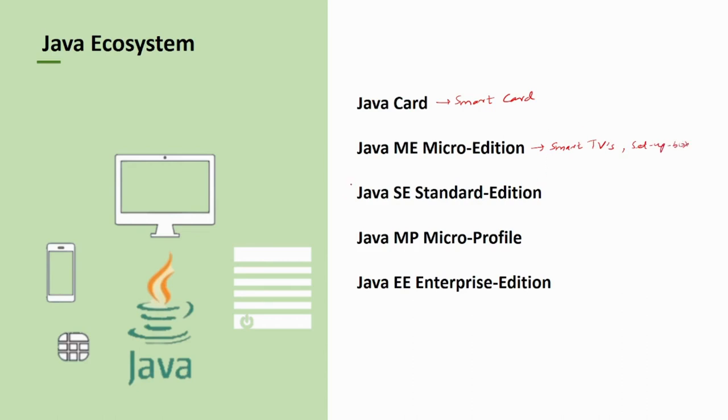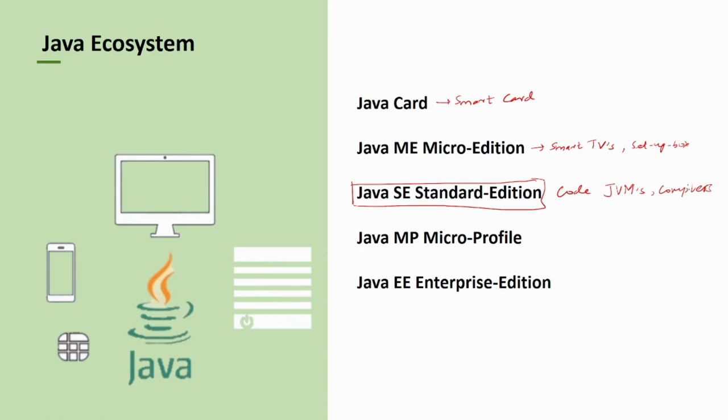Then we have Java Standard Edition. Java Standard Edition is our main concern, because here is where we'll code and write our programs, everything. Java Standard Edition provides you with the JVM, which is the Java Virtual Machine, and it provides you with the compiler, etc. We'll talk about what the JVM is and what the compiler is in due course. So this is the standard edition which we'll be using when we write our code.